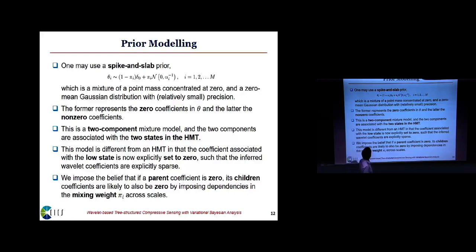This first part represents the zero coefficients, and this part represents the significant non-zero coefficients. Each of these corresponds with one of the Gaussians that we were talking about in the hidden Markov tree. The difference is that here, the coefficients in the low state are explicitly set to zero, as opposed to the hidden Markov tree model, where they were drawn from a Gaussian with low variance. Now, we can impose the belief that if parents are zero, their children would be zero, using some dependencies on the mixing weight across the different scales.